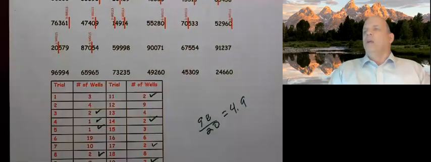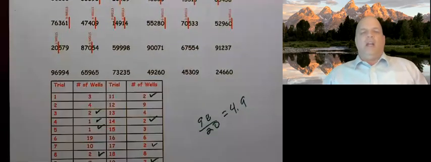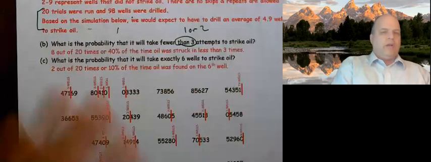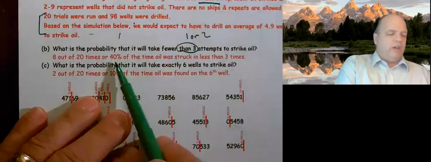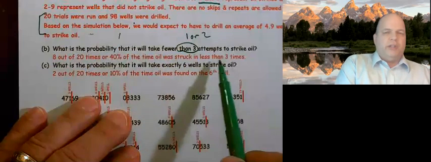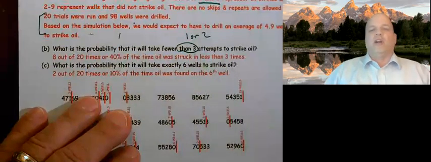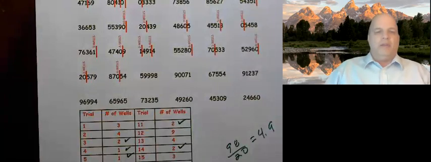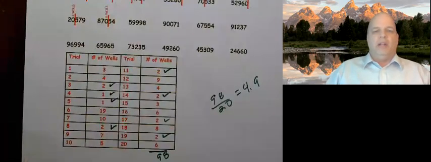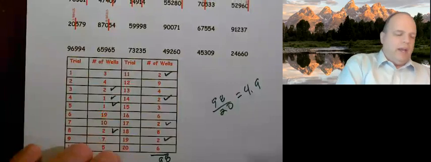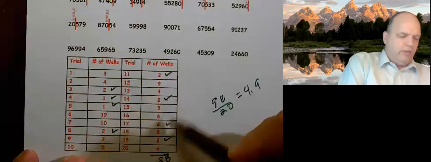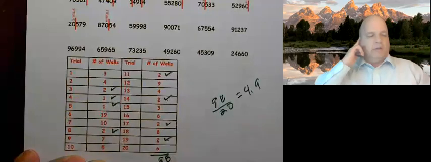So as I was saying, it happened 8 out of 20 times, or 40% of the time oil was struck in less than 3 tries. In other words, it's either struck on the first or the second well. And once again, it's a lot easier to go through the table and count those up. All I did was go through and mark any time that I had a 2 or 1. So 1, 2, 3, 4, 5, 6, 7, 8. It happened 8 times out of 20.